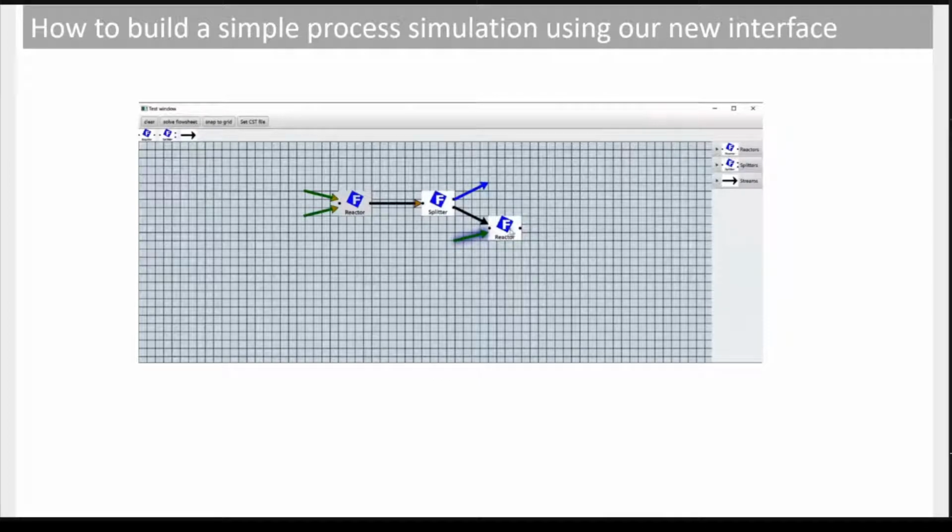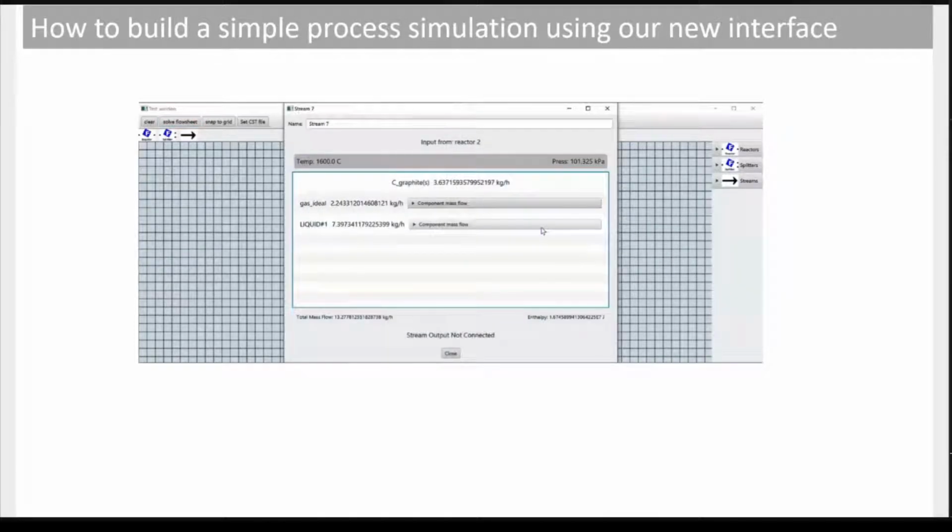If we add an output stream to this reactor, we can complete and solve this flow sheet. We can hit this button, and now we see that the last reactor and the splitter have been solved, and we can look at the output results. If you look in this output stream, we can see that there's a gas and a liquid iron produced, which contains some carbon in it. So that's our example number one.